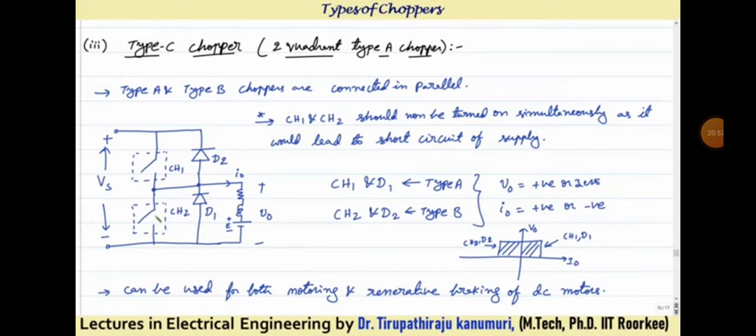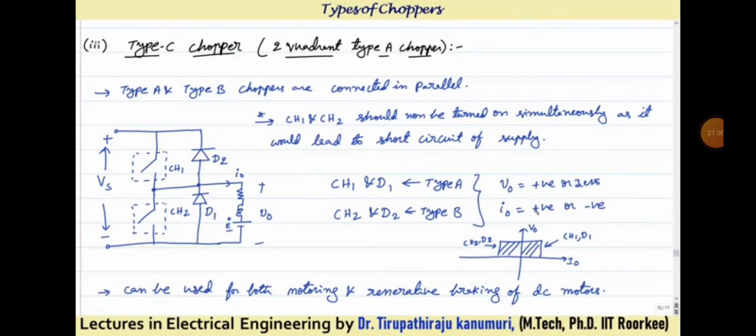Now, if you are operating chopper 2, chopper 1 is open, so CH2 is closed. When CH2 is closed, what happens? The current will freewheel through this switch 2, and when this switch is open, the energy stored in the inductor will be pumped back to your supply or source. That means it will pass through diode D2. So CH2 in combination with D2 will operate as a type B chopper. Type B chopper means the direction of the current is negative. Voltage can be positive or 0, but I0 is negative.